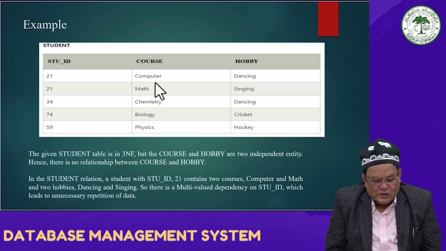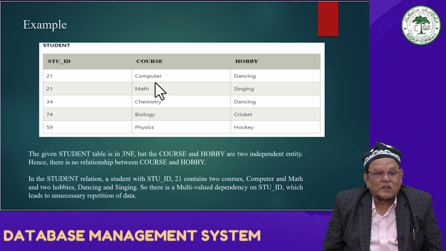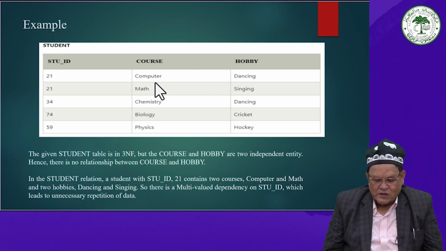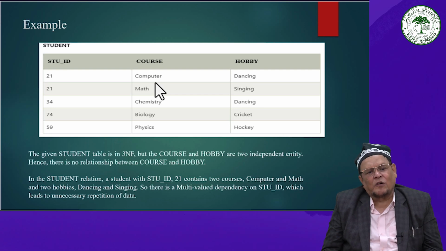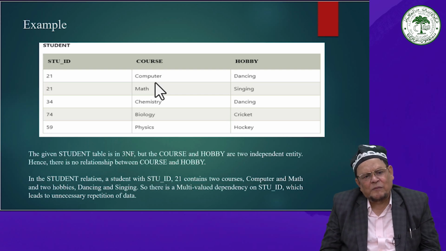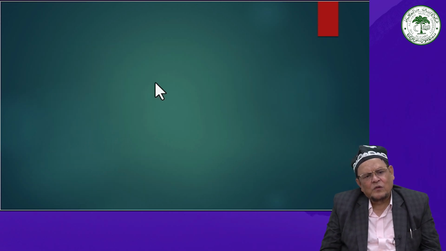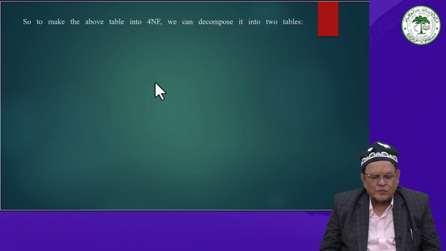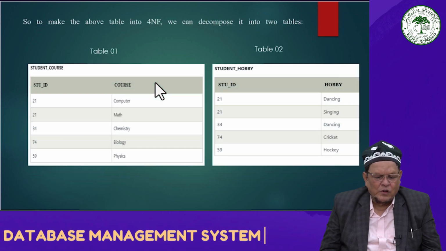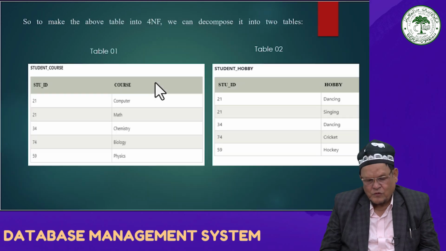A student with student ID, as you can see on the screen, 21, takes two courses, computer science and math, and has two hobbies, dancing and singing. So there is a multi-value dependency on student ID, which leads to unnecessary repetition of the data. So what will you do? You have to decompose the relation into table 1 and table 2.